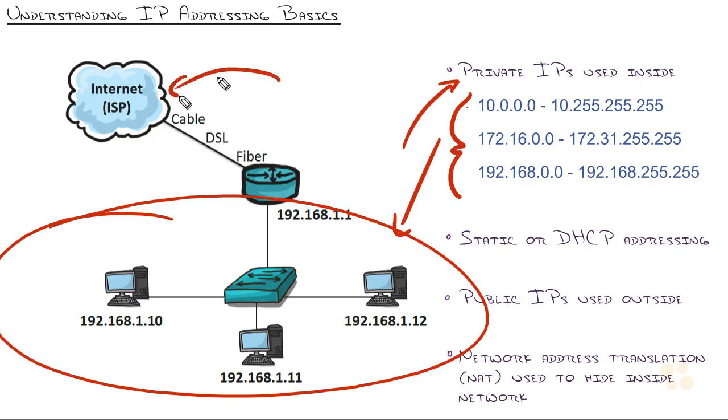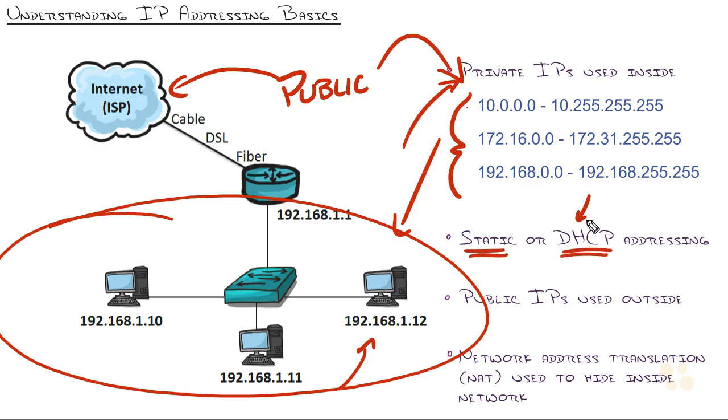Now on the internet, we use something known as public IP addresses, which in a nutshell is pretty much everything outside of those ranges. The IP addresses can be assigned to our devices either statically or dynamically. DHCP stands for the Dynamic Host Configuration Protocol. That's what most people use because it's very tedious to go to each computer and type in what IP address it is and what IP address to use.